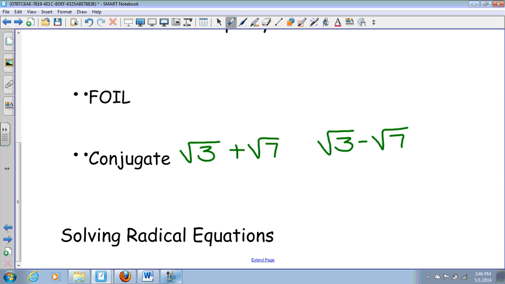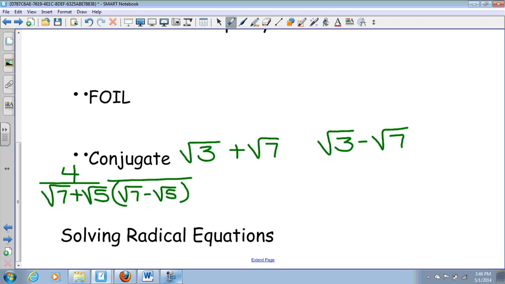So we're going to look at Quick Check 5, Part A. 4 over the square root of 7 plus the square root of 5. You can't have radicals in our denominator, so we need to rationalize, and we're going to need to use the conjugate. So the square root of 7 minus the square root of 5. And on top, we will do the same thing, the square root of 7 minus the square root of 5, because this right here needs to be the value of 1.